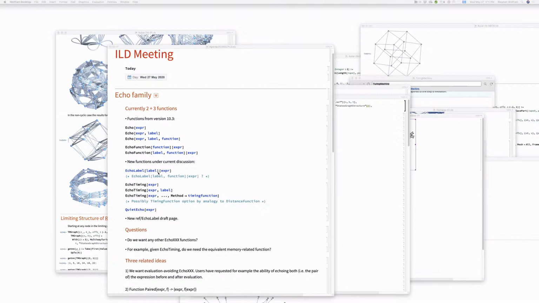Okay, let's talk about EchoTiming. We have discussed it a few times, and I think that's going to be super useful. Now, the thing with EchoTiming is that it might suggest we need the equivalent for memory functionality, like report how much memory was used during this computation. The second thing is that the first argument has to be held first. And this is something that has been suggested in various ways before. For example, people say, why don't you have a function Echo that prints both what the expression was before evaluation and after evaluation?